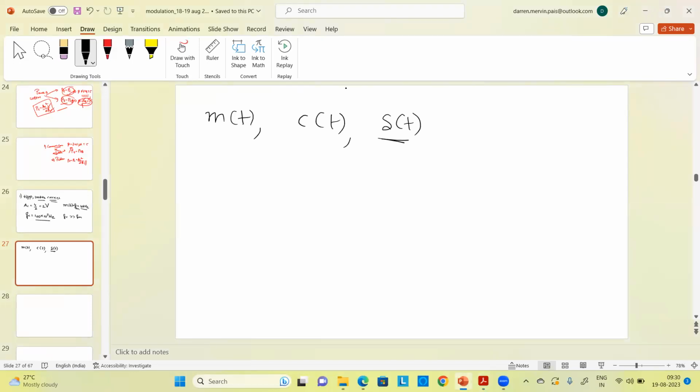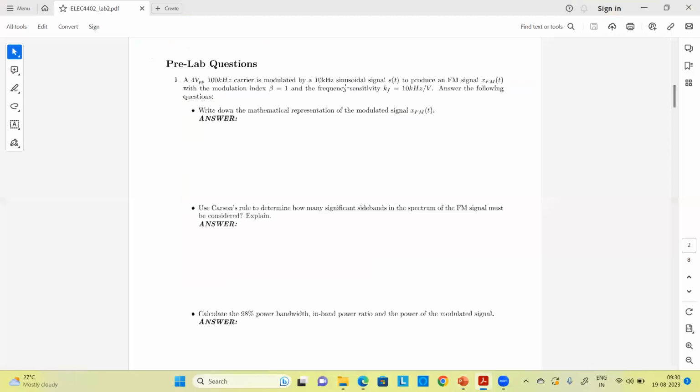Oh, okay. The message signal is S of T. So the notations can differ, Jerry. Don't worry. What is important is that you have to realize the question and the language of the question.